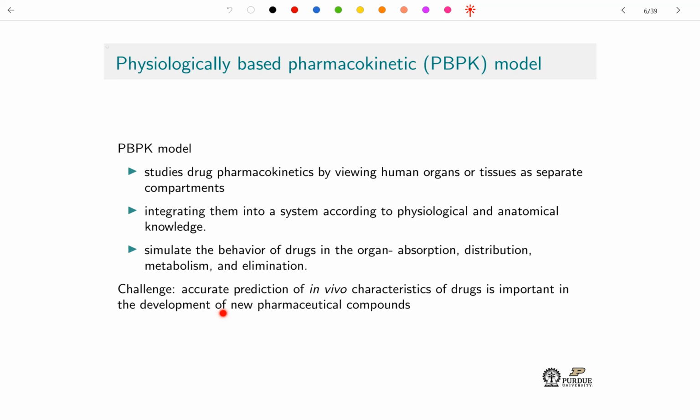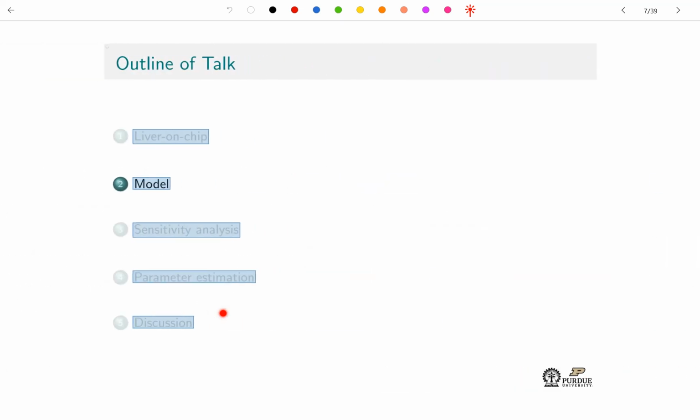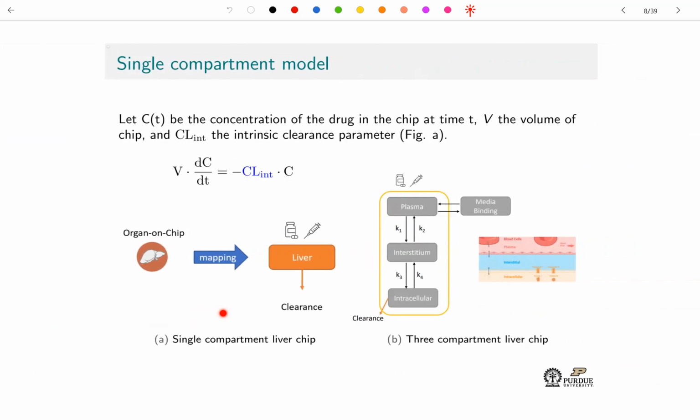Now, what is the challenge? Accurate prediction of in vivo characteristics of drugs is important in the development of new pharmaceutical compounds. So this is a challenge that is currently ongoing. Now we will move on to the model.